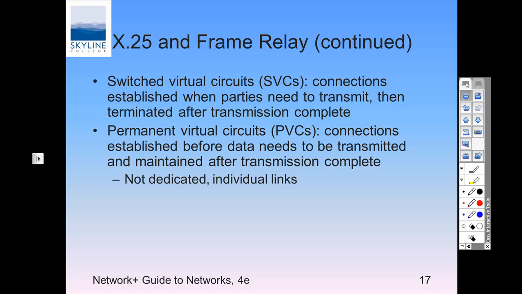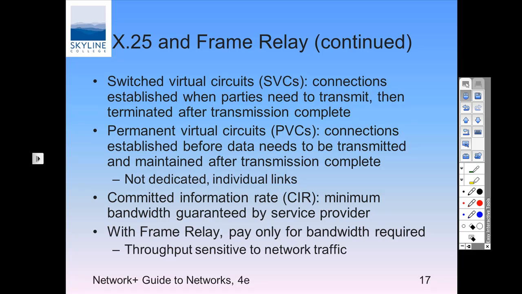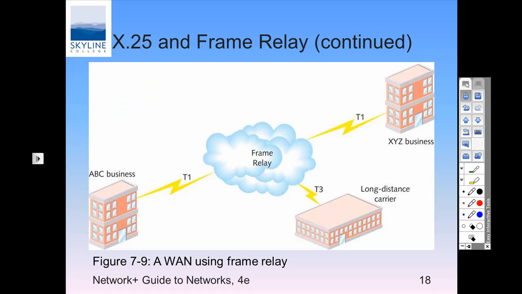So we have switched virtual circuits and permanent virtual circuits, not dedicated individual links. Committed information rate is what you buy. That's how much data you actually need. If there's any excess, then you can use that. Throughput is sensitive to network traffic, and you see this just like the internet. Frame relay, what's going on in there? That's something the ISP is going to control and manage.